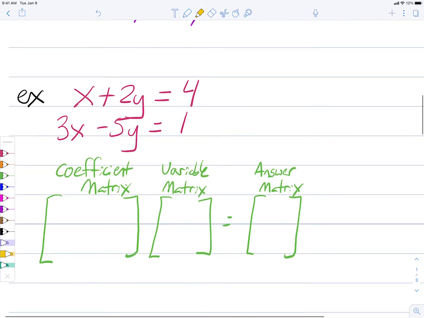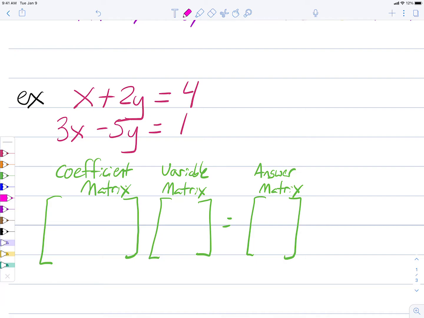So here is our system of equations: x plus 2y equals 4 and 3x minus 5y equals 1. I've purposefully chosen systems that have nice whole number answers. What's nice about using a matrix is that if your answers are really horrible looking fractions, it's almost easier to use a matrix than it is to solve the system. But for our practice, we're going to have nice, pretty whole numbers.